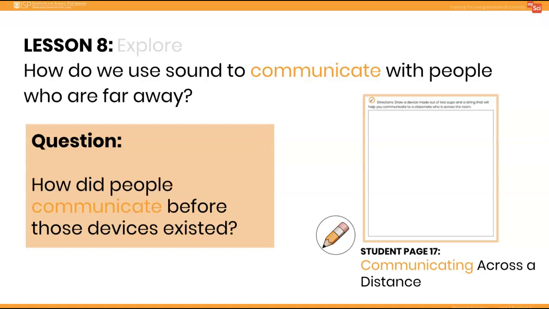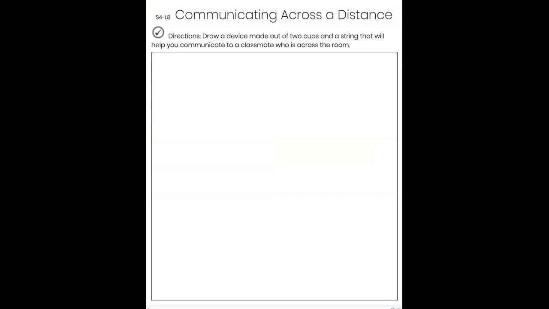For the next part of the Explore, you're going to need the string and the cups found in the mySci kit. Give each pair of students a 10-foot string and 2 cups. Tell students their challenge is to use the string and the cups to communicate to each other from across the room without yelling. Have students draw their brainstormed ideas on the student journal page Communicating Across a Distance. They should use their scientific drawing rubric as they create their drawing.